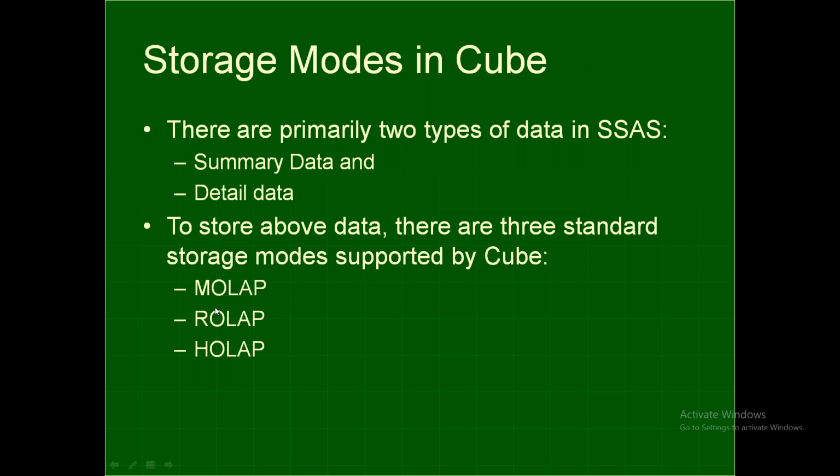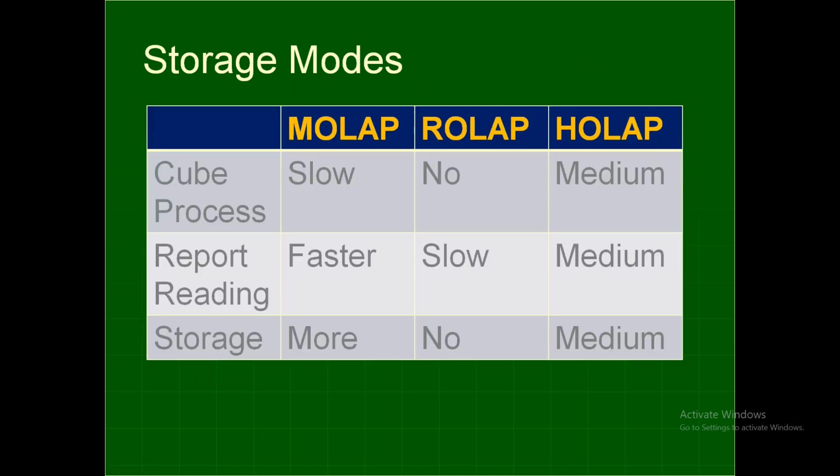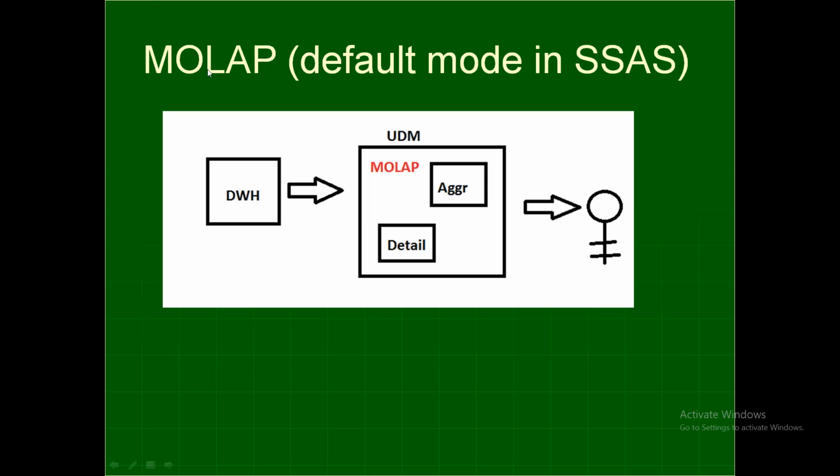One is called MOLAP, multi-dimensional OLAP. ROLAP means relational OLAP. HOLAP means hybrid OLAP. Let us understand the meaning of this. By default, you will get MOLAP. This is the default mode in SSAS.